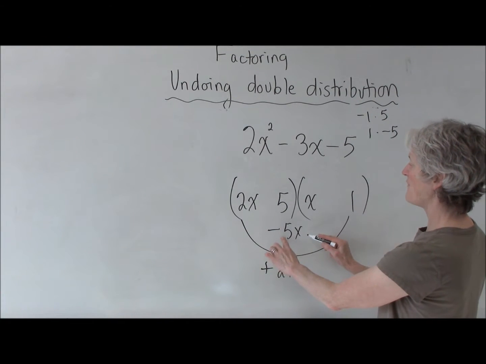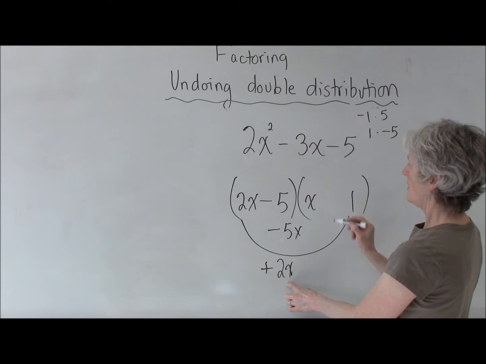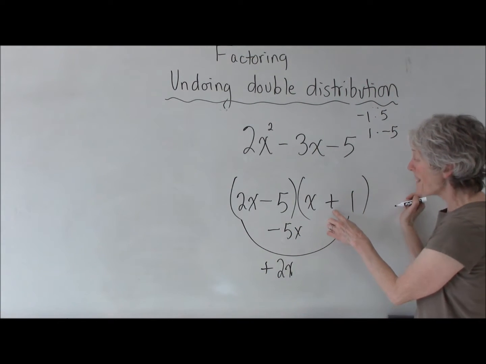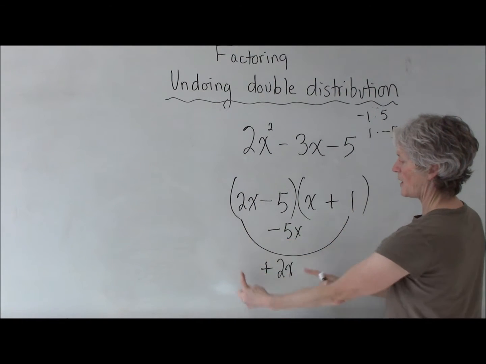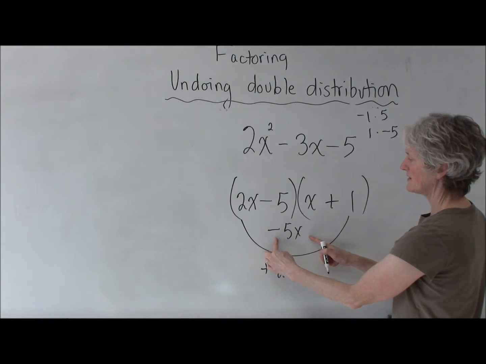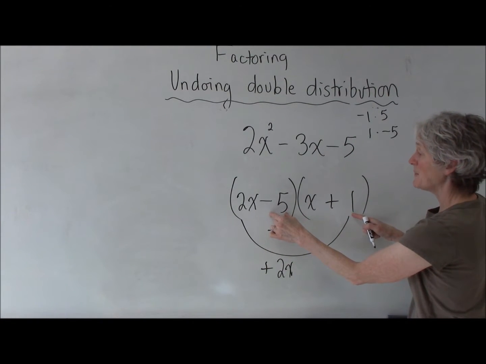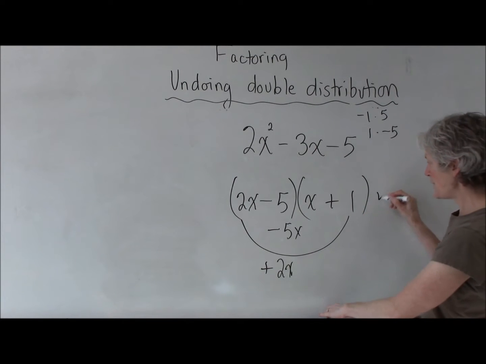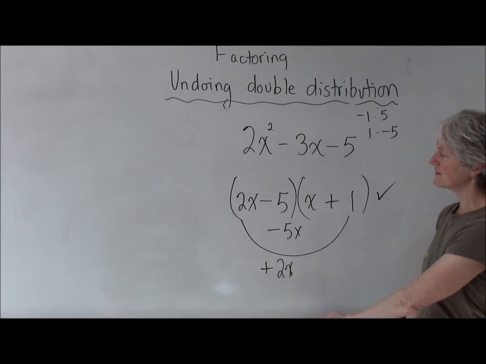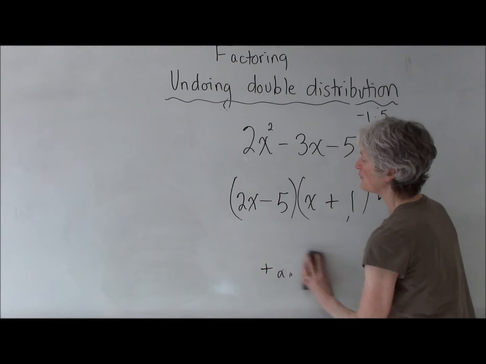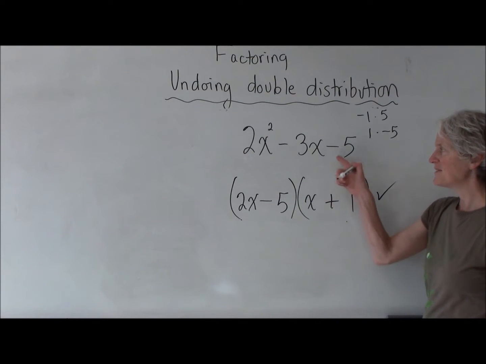Let's see. To make my 5x negative, this guy has to be a negative, and this needs to be a positive to give me a positive 2x. Let's just make sure. 2x times 1, negative 5 times x. Okay. Does this give me my last term, negative 5 times 1? Yes! Boom! My first try worked. Isn't that nice? So that would be the fully factored form of this trinomial.